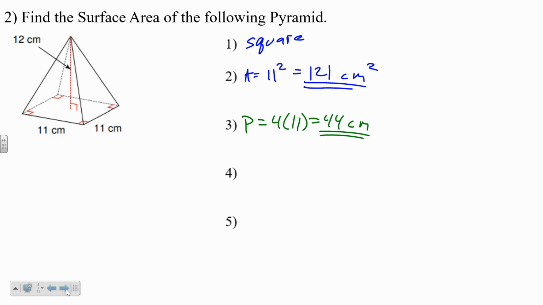We need the slant height, and they do not give it to us. This is the actual height. The slant height would go down to one of the edges. The easiest way to do that is imagine you're standing over here looking straight at the side of this pyramid. Instead of looking like a pyramid, you're going to see the silhouette, and it's going to look like a triangle. Then this goes straight down, right here, and that is 12 centimeters.